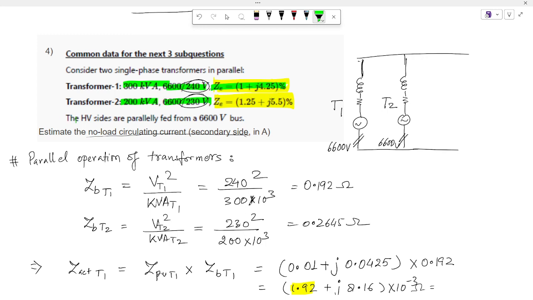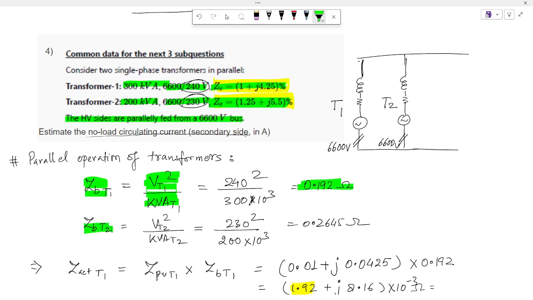Now the high voltage sides are parallelly fed from a 6600 volt bus. That means the input to both of these transformers is 6600 volt. Before we start the calculation we need to get actual values of their impedances. So Z base can be found out by V square by the kVA base. For the respective transformers we will use their ratings and find out the Z base. Z base comes out to be 0.192 ohms.